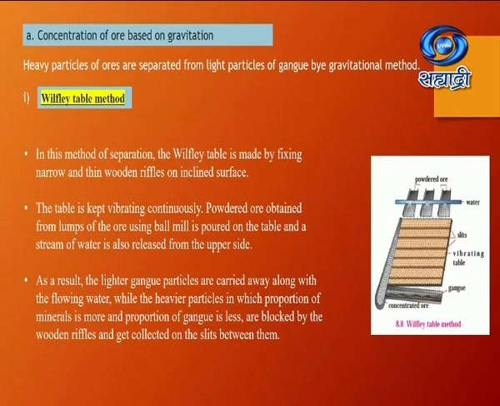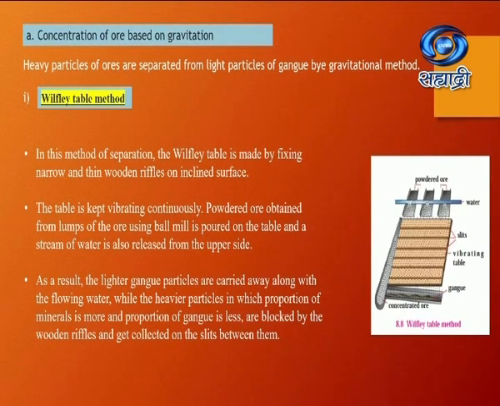Concentration of ore based on gravitation. Heavy particles of ores are separated from the light particles of gangue by the gravitational method. First method is Wilfley's table method. On the right side, you can see the diagram showing the Wilfley's table method.